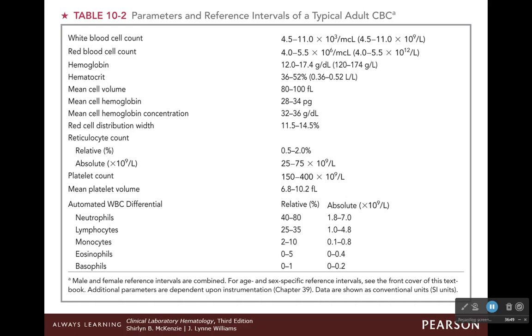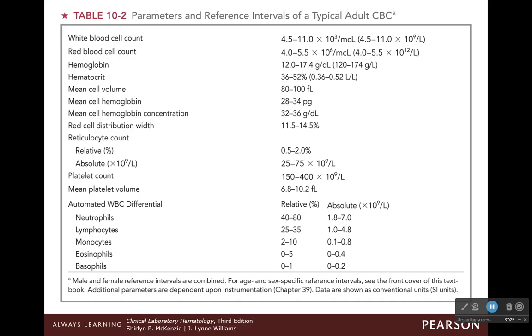Now MCHC we do look at. This one is important to us in the lab. We look at MCV, MCHC. Mean cell hemoglobin concentration, 32 to 36, okay? Anything below 32, we consider it hypochromic. Anything above it, we consider hyperchromic. And we'll talk about those three terms in just a minute, all right?